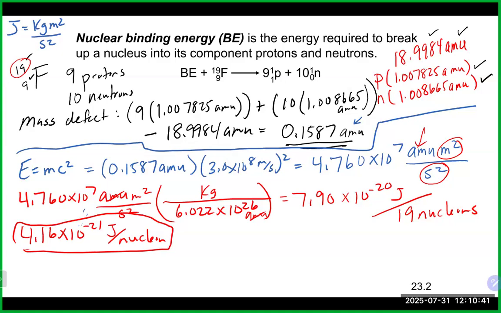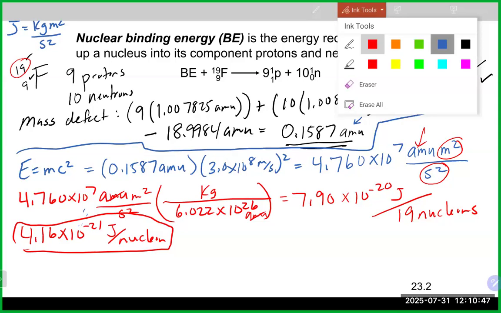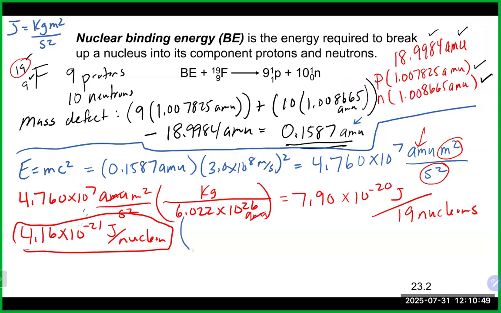Now, at this point, if I wanted mega electron volts per nucleon, I could use one of those conversion factors. So if I just want to turn this into mega electron volts per nucleon, I could go with the fact that there are 1.602 times 10 to the minus 13 joules in a mega electron volt. So I do that and divide by 1.602 times 10 to the minus 13.